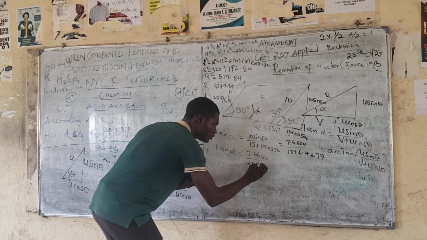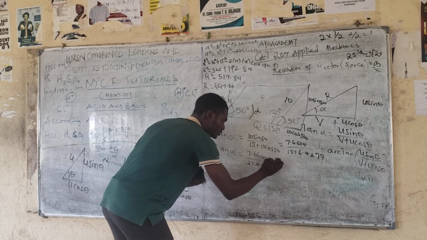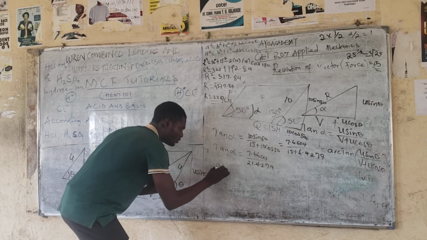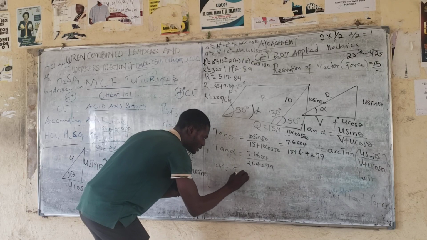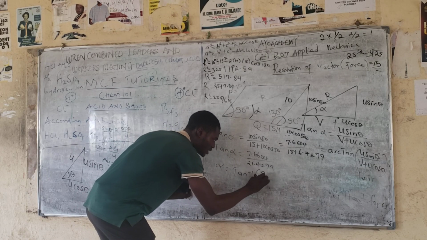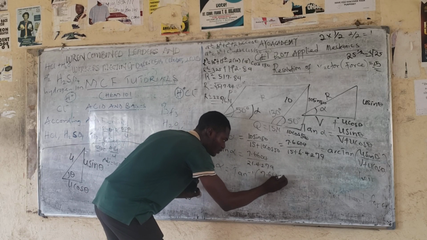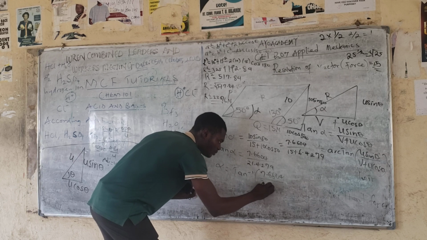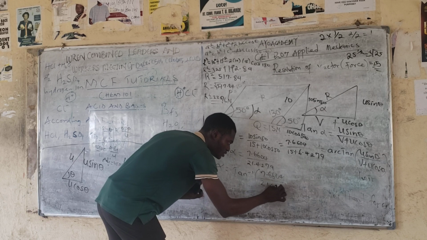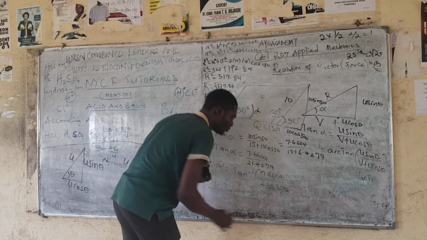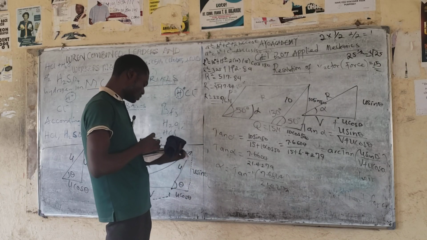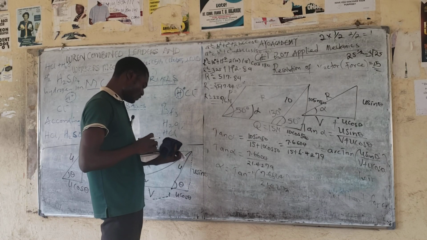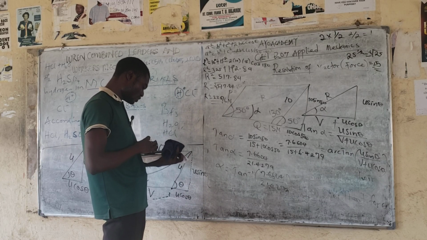21 point what? 4279. Is that taken out? So alpha will now be what? Maybe you call it arctan or tan inverse. 7.6604 over 21.4279. So now let's press it. We have tan inverse of what?